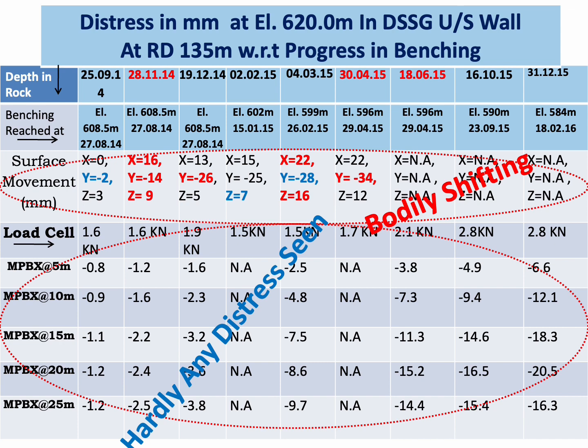then distress at elevation 620 meter in Downstream Surge Gallery upstream wall at RD 135 meter mentioned that there was no distress seen in the load cells or in the MPBX to the depth of 25 meter, whereas the surface targets showed movement X16, Y14, -14, Z19, X13, Y -26, Z5 kind of, X22, Y -28, X22, Y -34, like that, which showed there was a bodily shifting happening and stresses or de-stresses were not there within 25 meter of the depth of the rock from the excavated surface of the cavern.